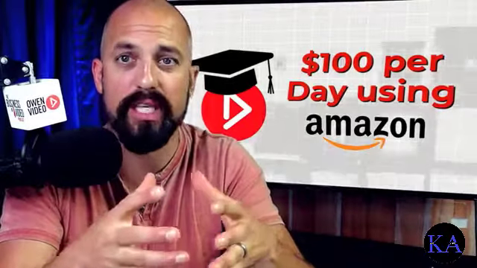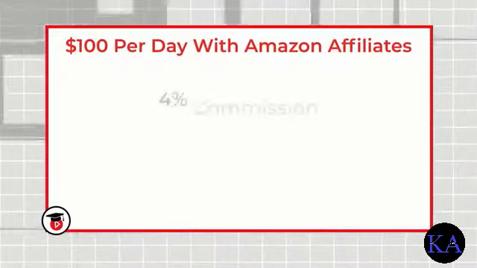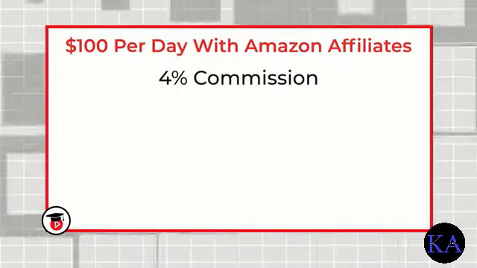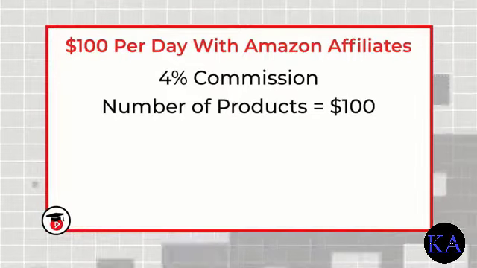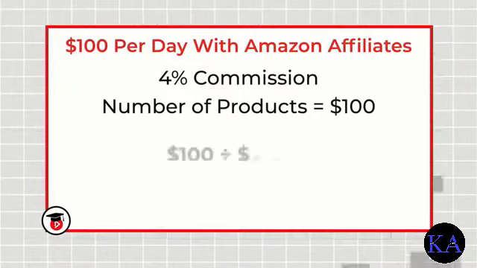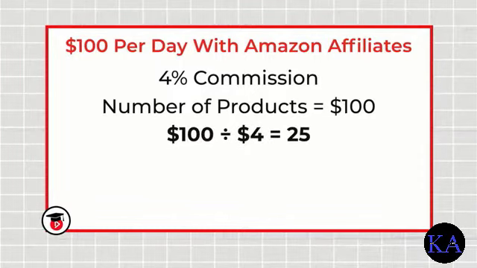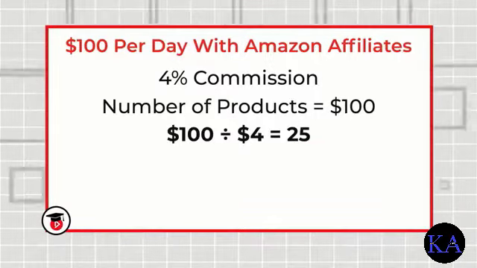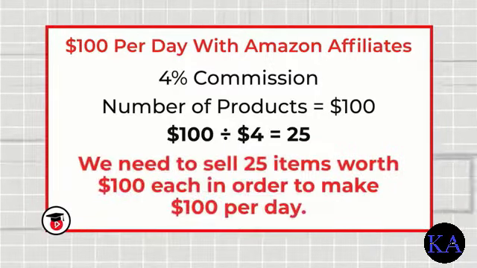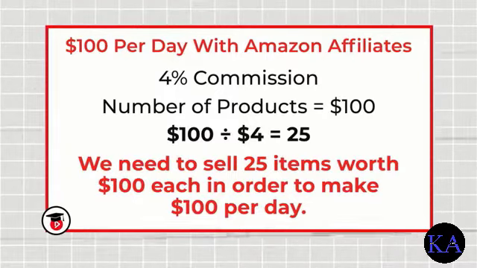Okay, so how do you make $100 per day? Well, it comes down to that blueprint equation. At 4% commission, you're gonna need to find out how many products you need to sell in order to equal $100 per day. So what we do is we take $100 and we divide it by $4, which gives us the number 25, which tells us that we've got to sell 25 $100 items at 4% commissions in order to make $100 per day on Amazon.